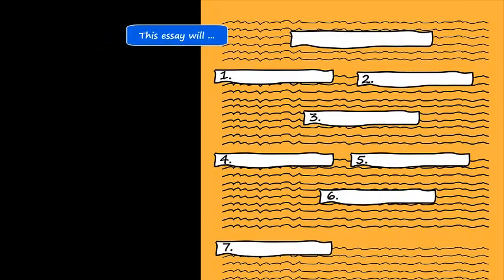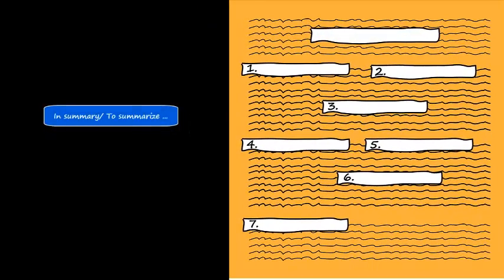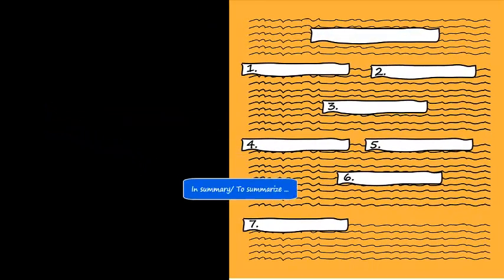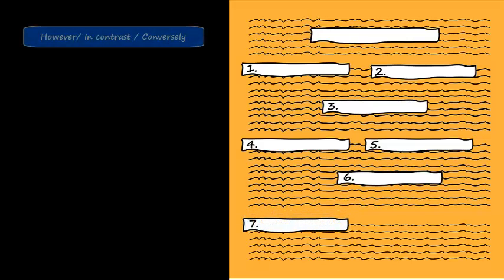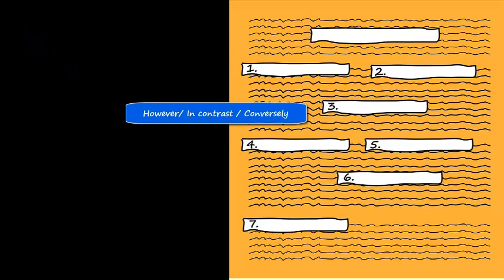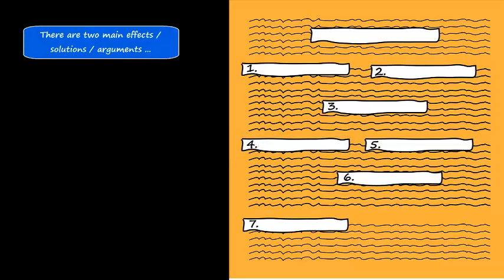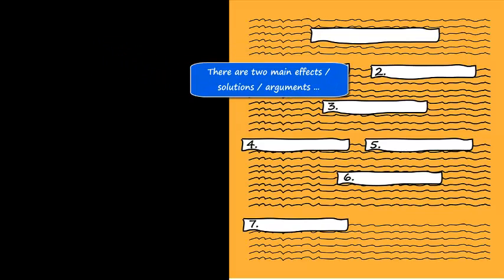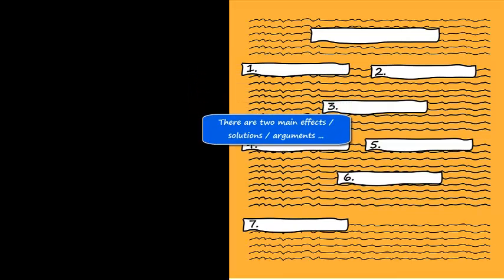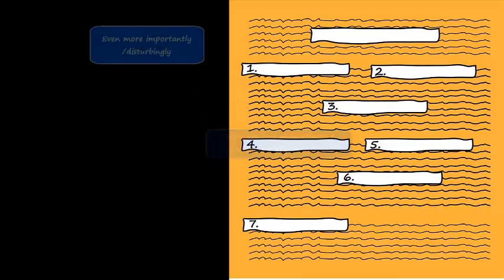So "this essay will", obviously that's in the top signpost there, that's the first signpost, and "in summary" down the bottom. Pretty easy, those two. Now how about these ones that are coming up now? They can go in more than one place, but the most common place for "however" or "in contrast" would be the topic sentence as you change in the middle of your essay. "There are two main effects, or solutions, or arguments" would probably be in number 1 there. That's the best place to start, but it could also be down in number 4 if you changed topics.